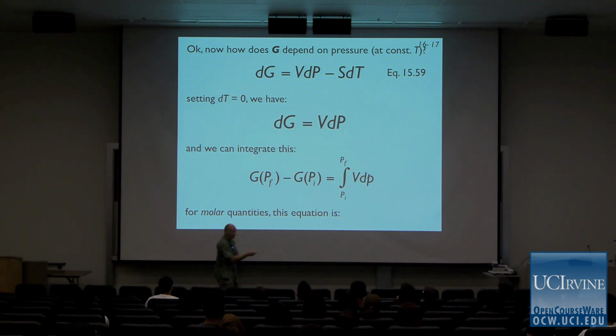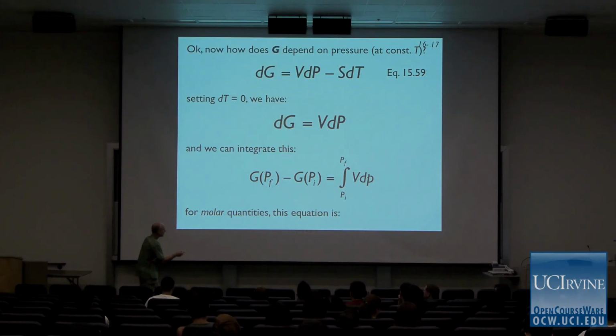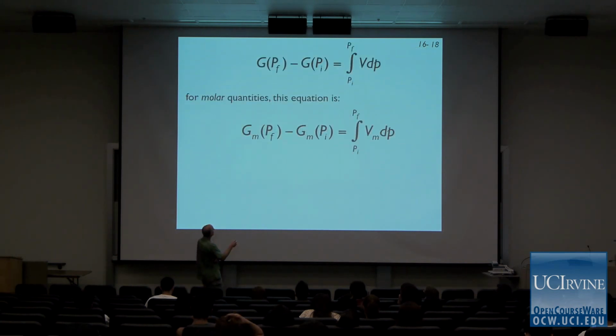It depends on whether the molar volume is constant as a function of pressure or not. It's quasi-constant as a function of pressure for liquids and solids because they're virtually incompressible. It takes enormous pressures to change the volume of a liquid or solid. Under those conditions, we can get a really good idea of how the Gibbs energy is going to change by just moving this V out front.